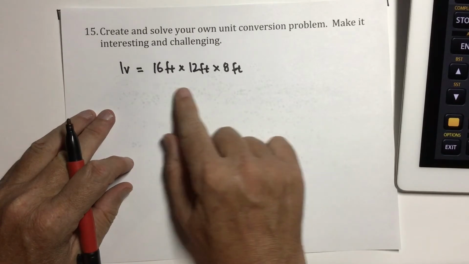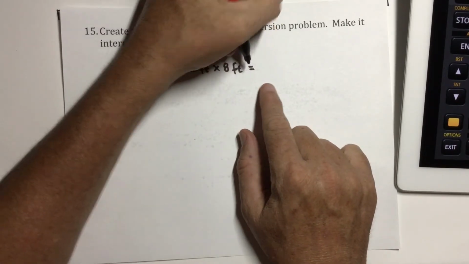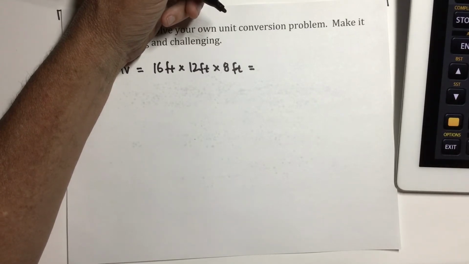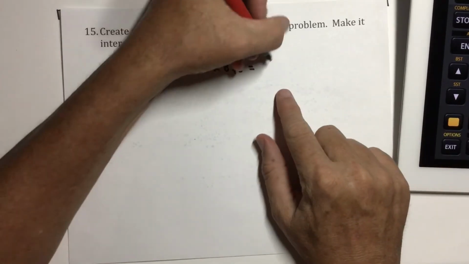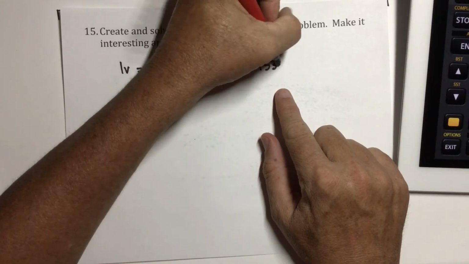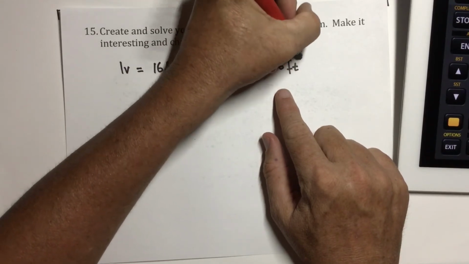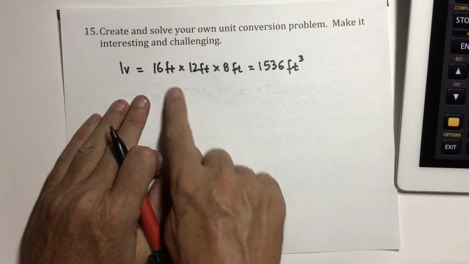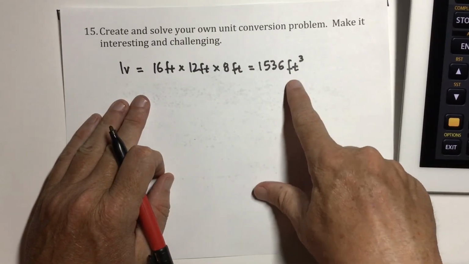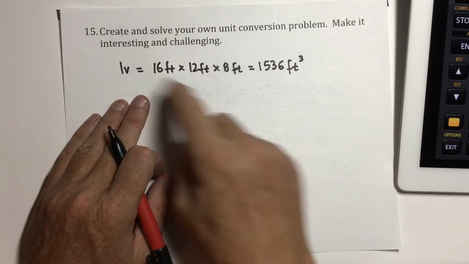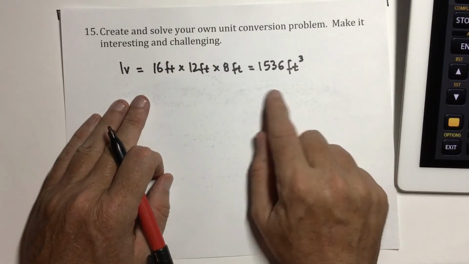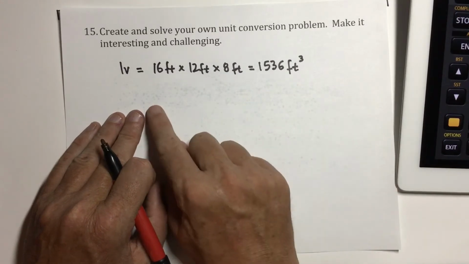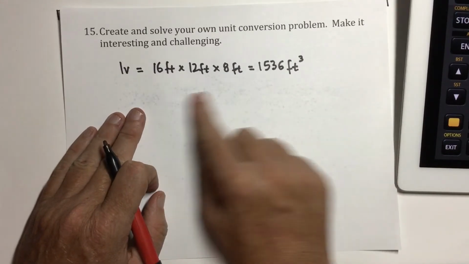So that means it would have a volume of 16 times 12 times 8, 1,536 cubic feet. Remember, when you multiply these three numbers, you also have to multiply the units. Cubic feet, and volume is measured in cubic units anyway, so that makes sense. But don't forget to multiply your units. Okay, so that's the volume of my living room.